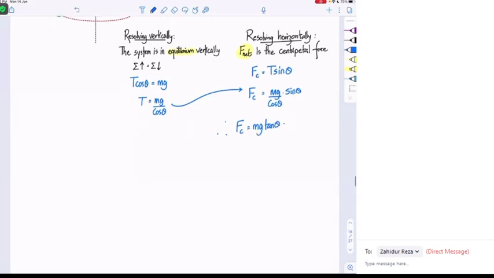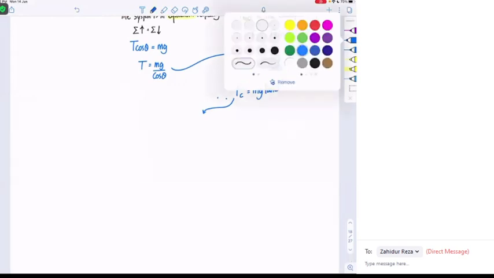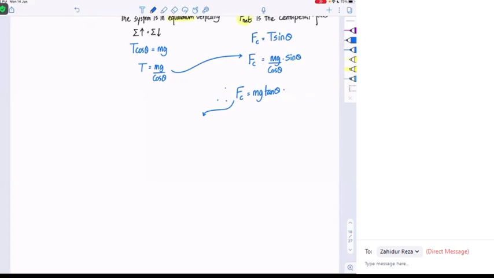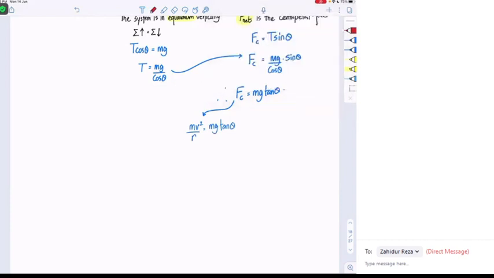But we can make this even more interesting. How? Look at this. What's the formula for centripetal force? Mv squared by r or m omega squared r, right? So let's just use any one of them. So mv squared by r is equal to mg tan theta, right? See, I told you something earlier today that the masses cancel out. So this mass and that mass cancel out. And what is v squared by r? Acceleration, right? So what do we end up with? A equals g tan theta. This A, by the way, is the centripetal acceleration.